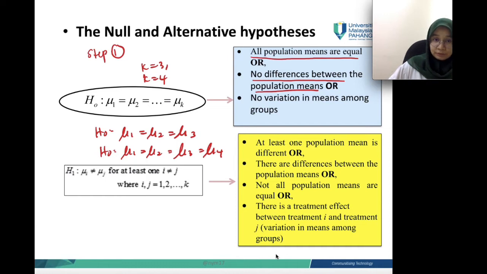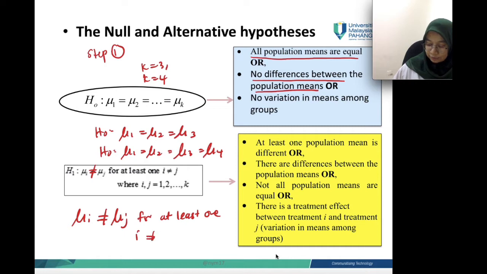If you write down the H null like this, what will be the H1? H1 is the not-equal-to. So mu i is not equal to mu j for at least one i not equal to j, where i, j equals 1 up to k.